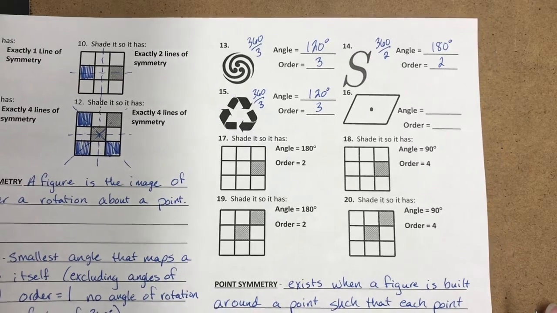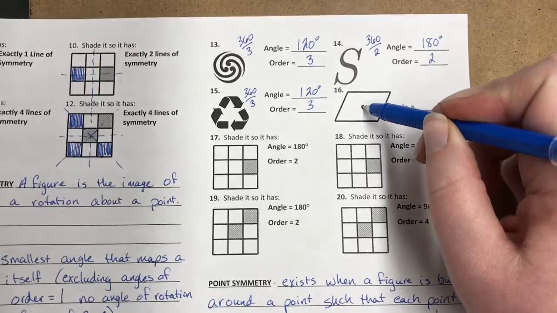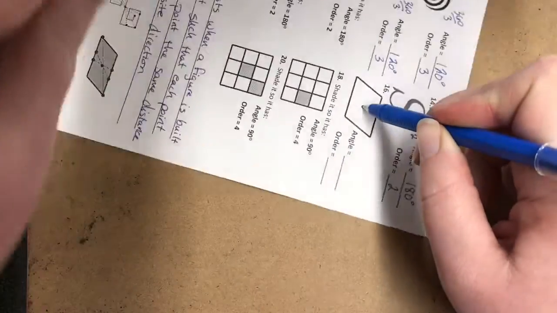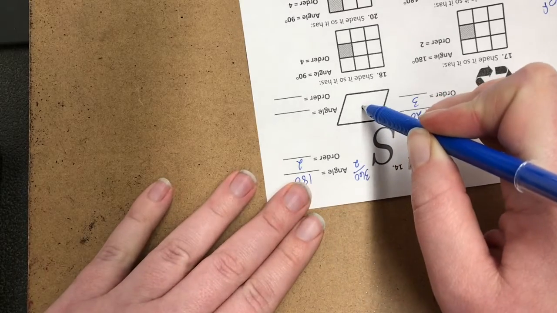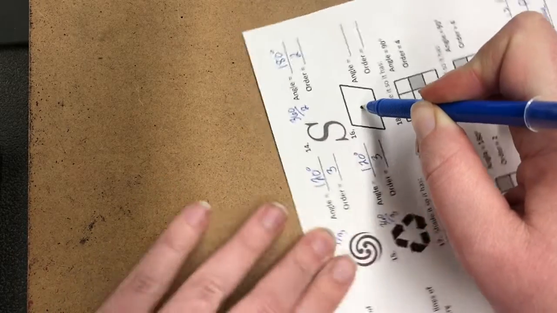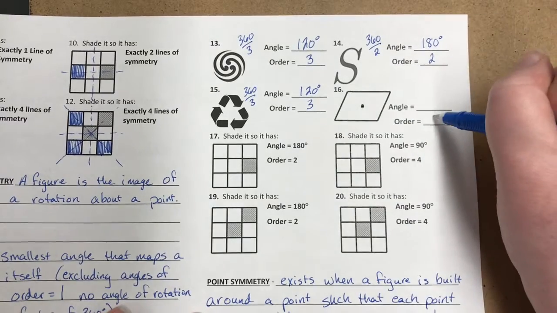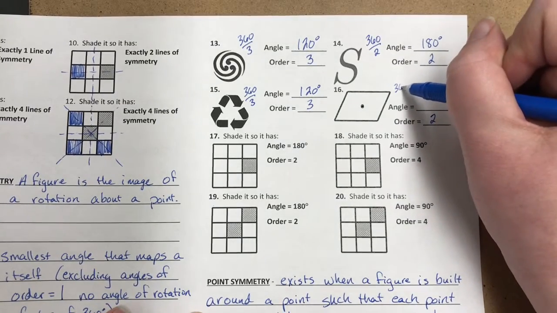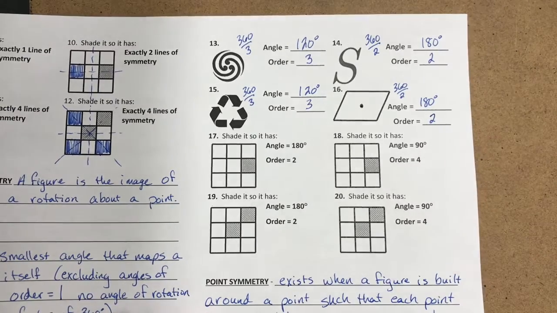For 16, for this parallelogram, if I start it here, it takes me until here before I have it so it's the same again. So that would be once, and then back all the way around would be a second time. So my order is 2. So I take 360 divided by 2. That would be 180 degrees.